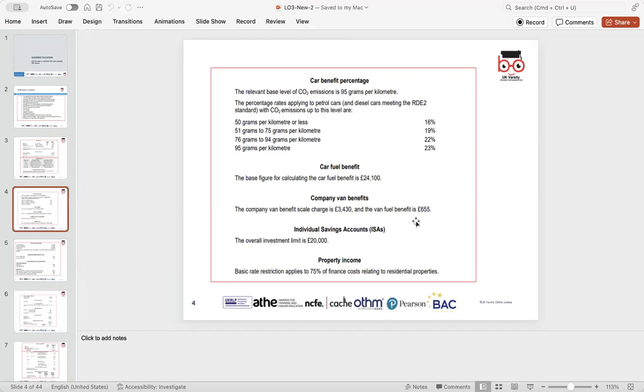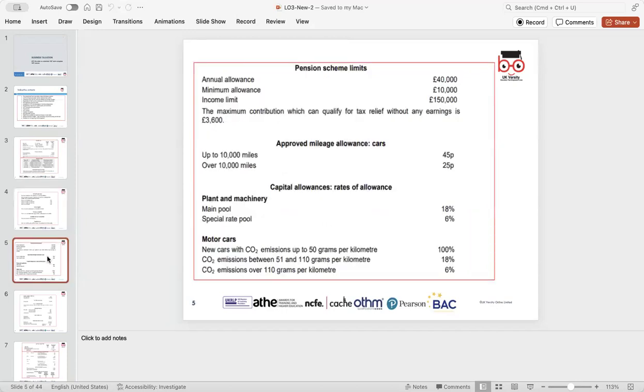Property tax: a basic rate restriction applies to 75% of finance costs relating to residential properties. Then it comes to the pension scheme limits. There's an annual allowance, a minimum allowance, and the income limit. The maximum contribution that qualifies for tax relief without any earnings is 3,600 pounds. The approved mileage allowance for cars has set rates: 45p per mile for up to 10,000 miles and 25p over 10,000 miles.